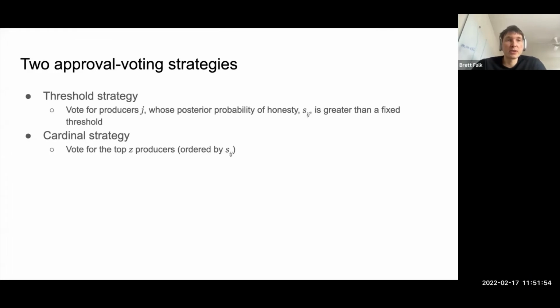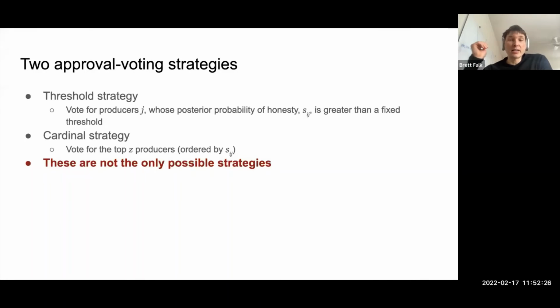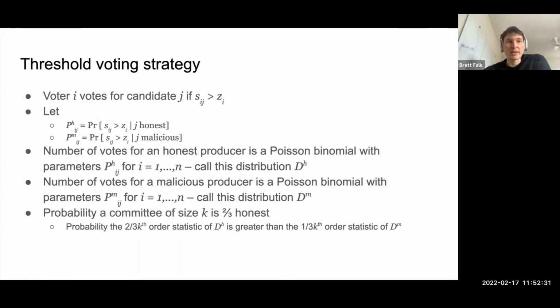So first, let's look at what kind of strategies voters could take. We identify 2 types of strategies that are very natural. One is a threshold voting strategy. You vote for everybody you think has a better than, say, 75% chance of being honest, or better than a 50% chance of being honest. An alternative strategy is a cardinal voting strategy, which is you vote for the top 5 people, or the top 7 people, regardless of what their probabilities of being honest are. These seem like 2 very natural strategies that people might want to pursue. These are not the only possible strategies. The strategy space is really complicated, but let's look at these to begin with.